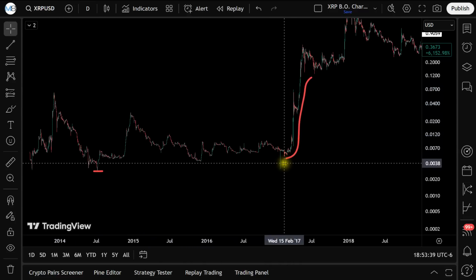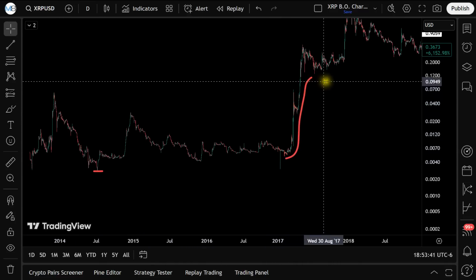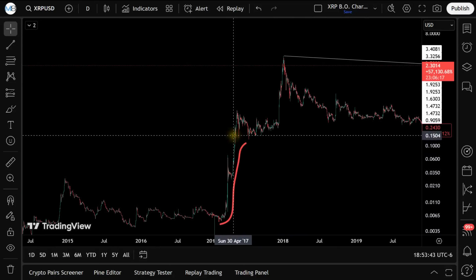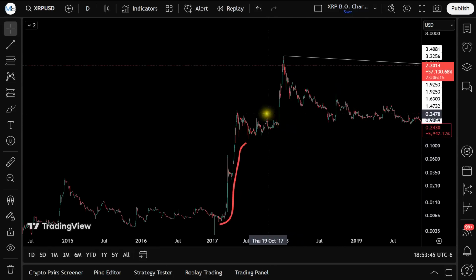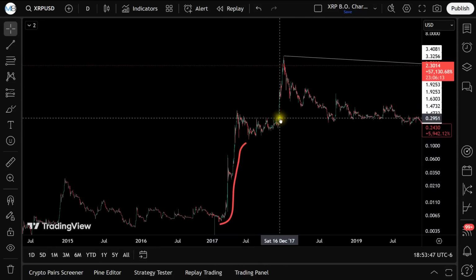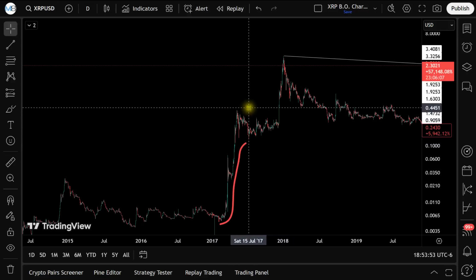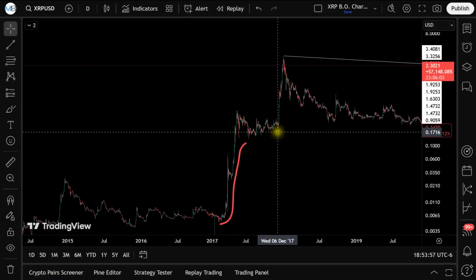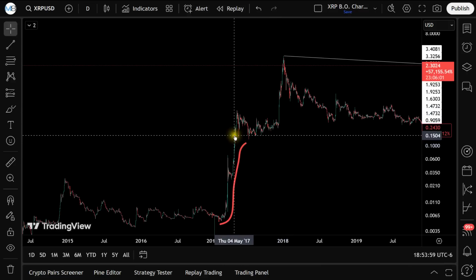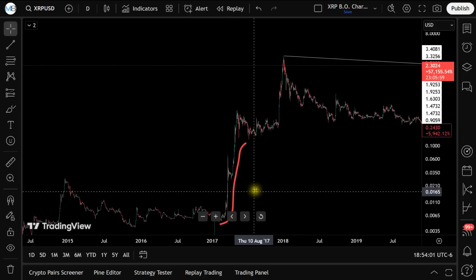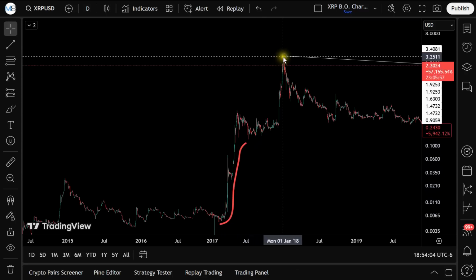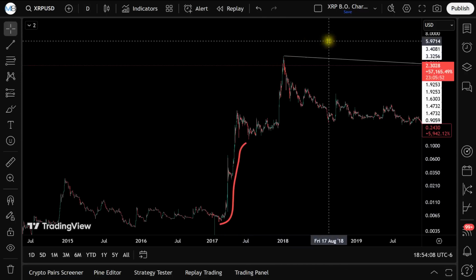In doing so, it left sell-side liquidity all the way up here. As you can see, right here, as it moved sideways forming this pennant, or bull flag depending on how you look at it, price never came back down to absorb the sell-side liquidity from here or down here. Price then came up to this point, setting the all-time high around January of 2018.